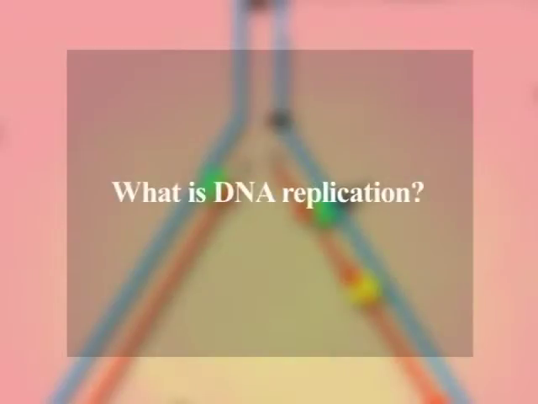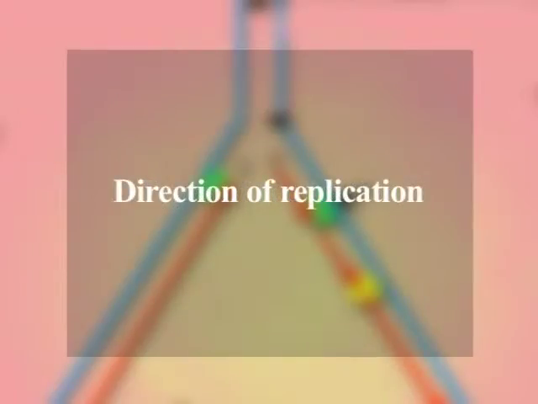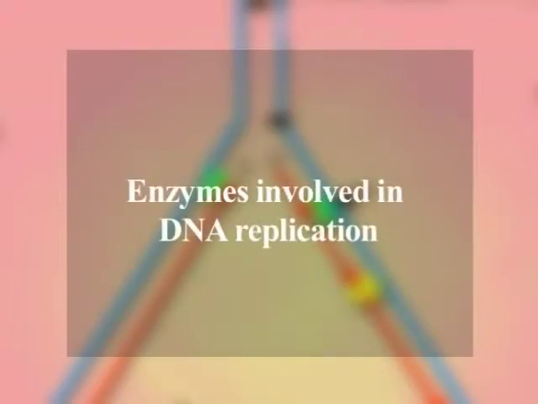What is DNA replication? DNA replication is the process whereby DNA makes a copy of itself before cell division. Before going into details of how DNA is copied, we have to discuss some main headings, for example, types of replication, direction of replication, and enzymes involved in DNA replication. Now, we will discuss them one by one.